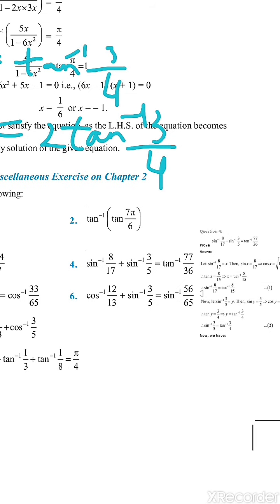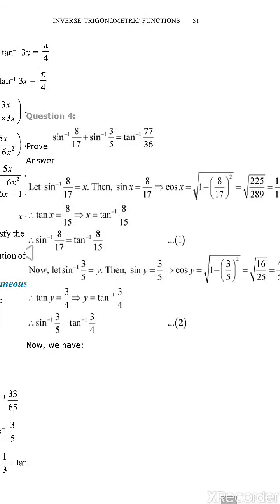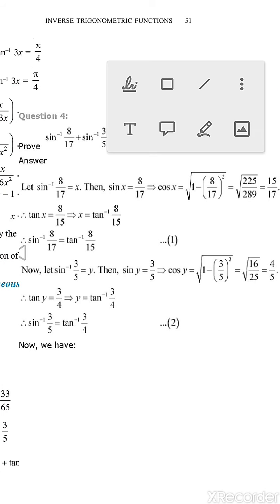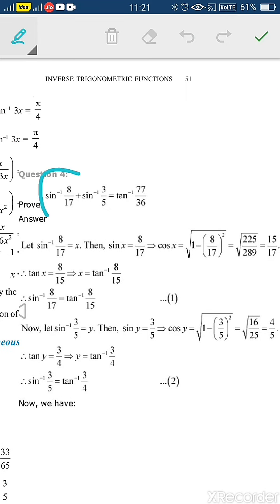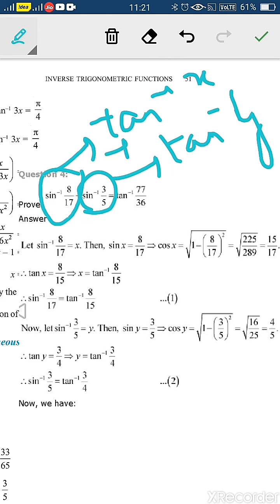What is this fourth question? Question number 4. Prove sine inverse 8 by 17 plus sine inverse 3 by 5 is equal to tan inverse 77 by 36. So what you have to do here, you will convert this into tan inverse, right? And the other function is again sine inverse, so you will again convert it into tan inverse. This is x, this is y, let us say. In between there is a plus sign, so tan inverse x plus tan inverse y is equal to tan inverse of x plus y upon 1 minus xy. So you will apply this formula.